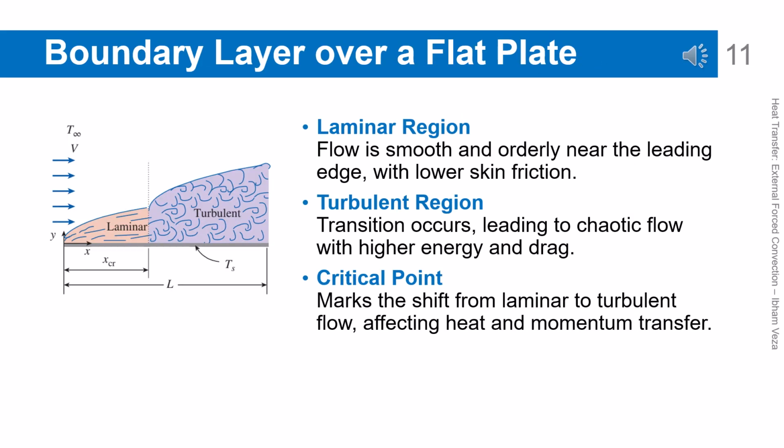Boundary layer over a flat plate. This slide shows the development of the boundary layer from a laminar region to a turbulent region along the plate. Near the leading edge, the flow is still orderly and the friction is relatively small. After passing the critical point, the flow becomes turbulent and both friction and heat transfer increase. This change of regime strongly affects both drag and heat transfer. Therefore, the transition location plays an important role in engineering analysis.